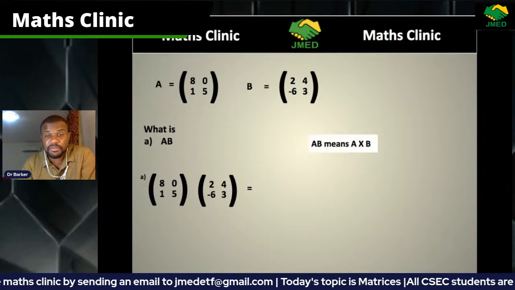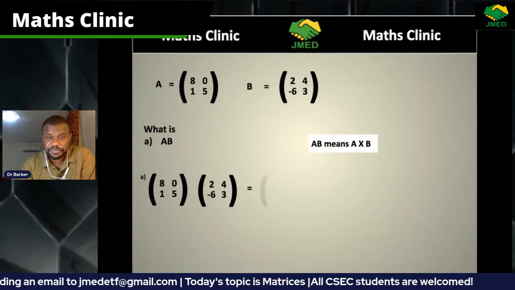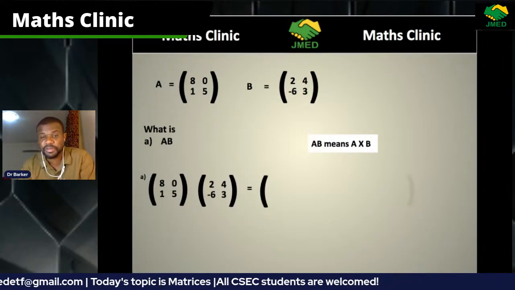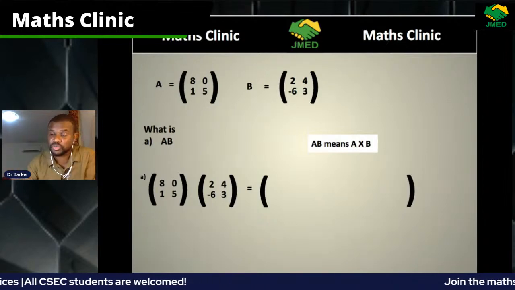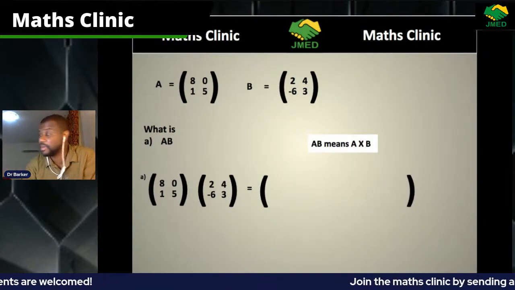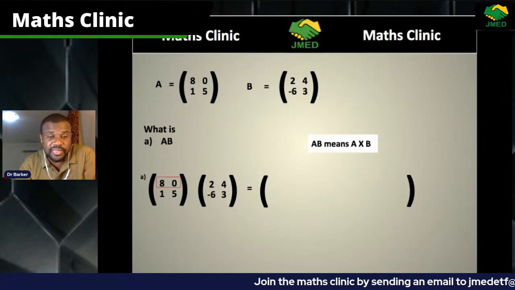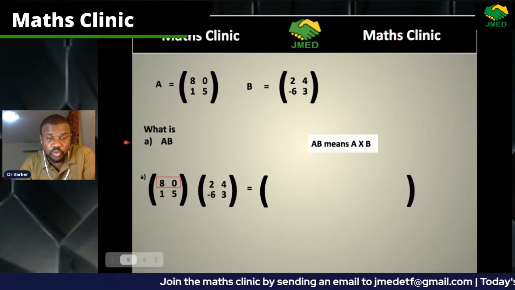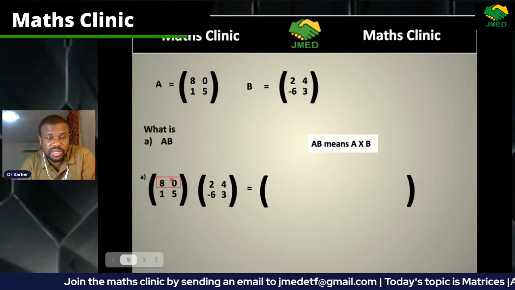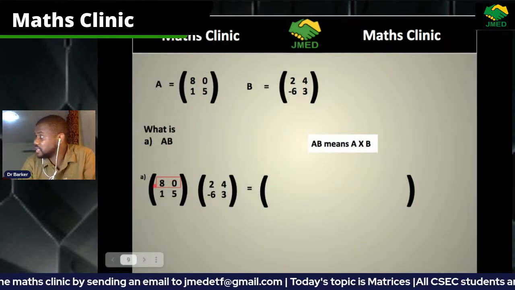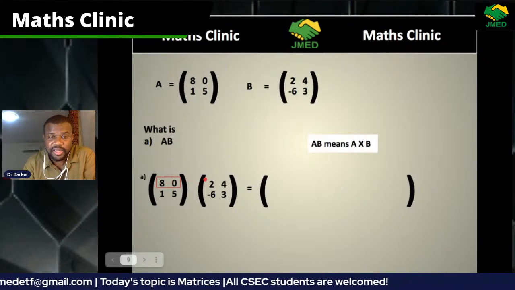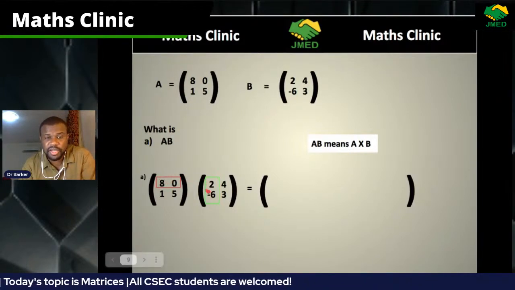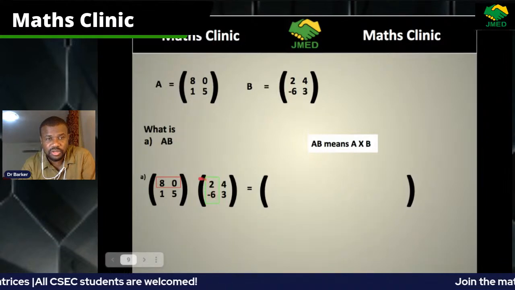So as I said, AB means A times B. Now the process for multiplying requires us to do a row by column operation. So we're going to take the row and multiply it by the column. Remember I said it's a 2 by 2 matrix and the rows are going across. So we're going to take this row that has 8 and 0, and we're going to multiply this row by the column that has 2 and minus 6. So you can see this column. So first row by first column.